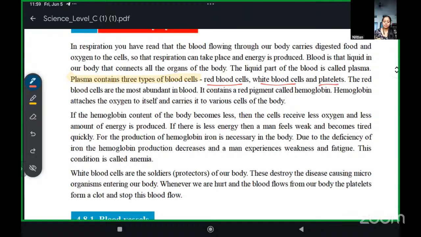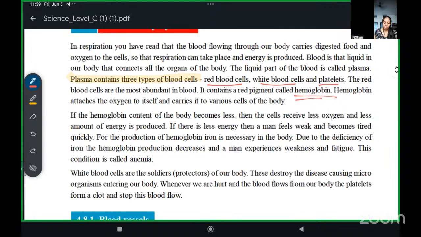Now the blood has a lot of RBC, red blood cells. A lot of it. So that is why it is red in color. That is why our blood is red in color. And the red blood cells are most abundant. These contain a pigment, a red pigment called hemoglobin.